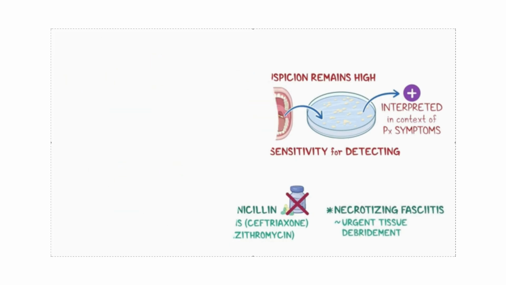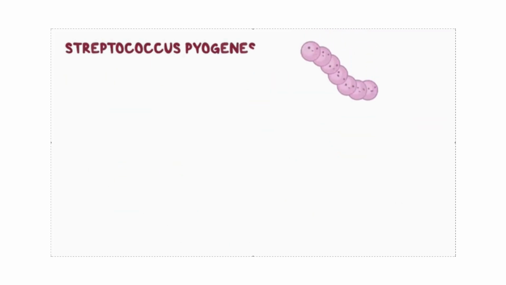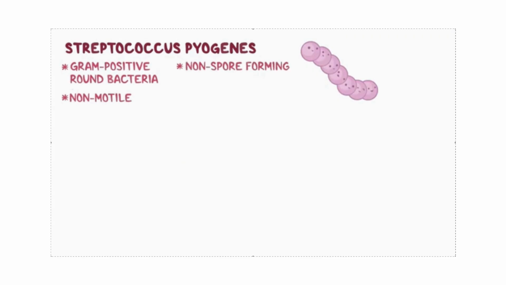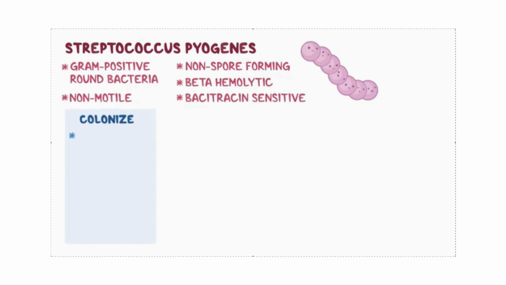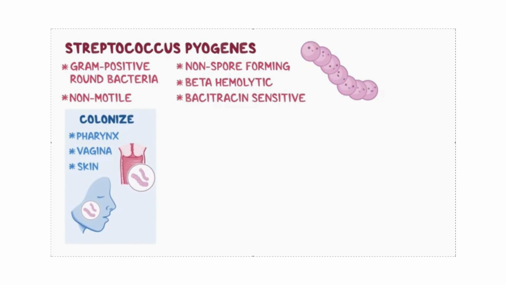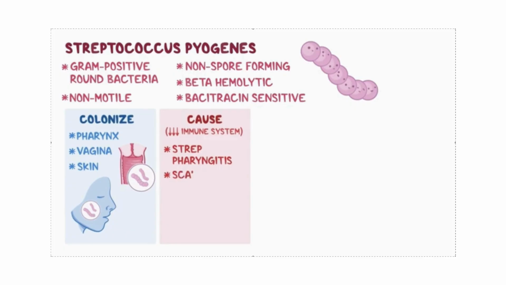Alright, as a quick recap, Streptococcus pyogenes are gram-positive round bacteria that live in chains. They are non-motile, non-spore-forming, beta-hemolytic, and bacitracin sensitive. They colonize the pharynx, vagina, or the skin, where they're part of the normal flora, but in some cases, they may take advantage of a weakened immune system and cause infections like strep pharyngitis, scarlet fever, impetigo, and necrotizing fasciitis.